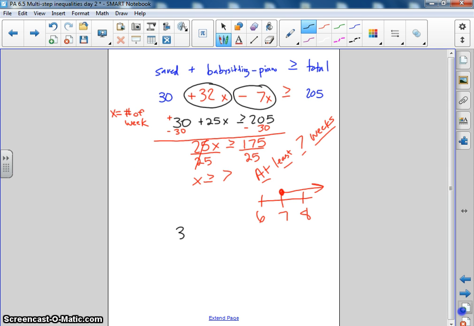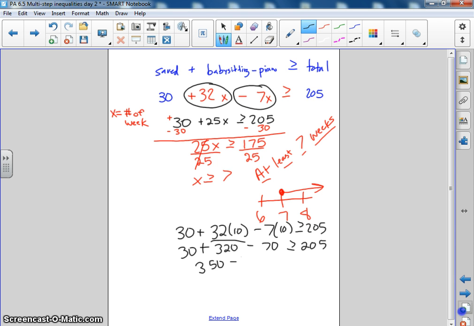So I'm going to have 30 plus 20, 32. See, you guys got me all messed up there. 32 times 10 minus 7 times 10 has to be greater than or equal to 205. So 32 times 10, 320. 7 times 10 is 70. So greater than or equal to 205. Let's add it up. 30 plus 200 or 320?